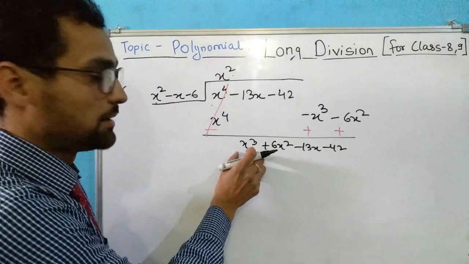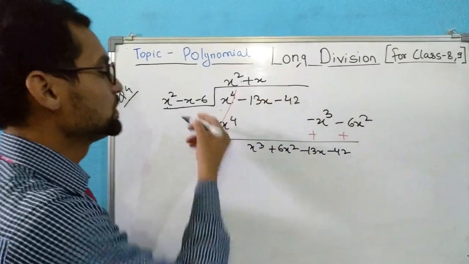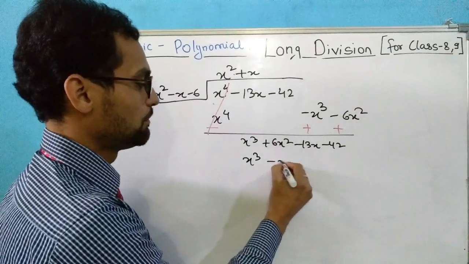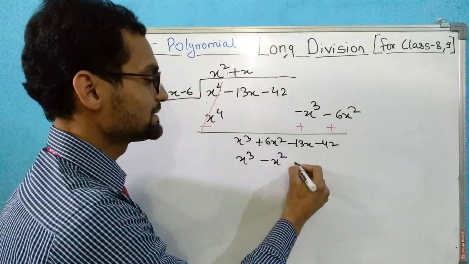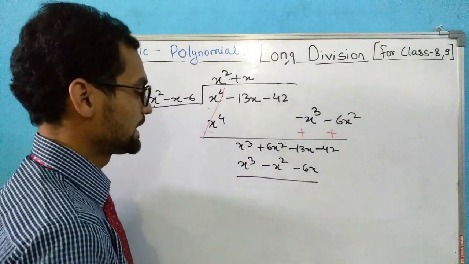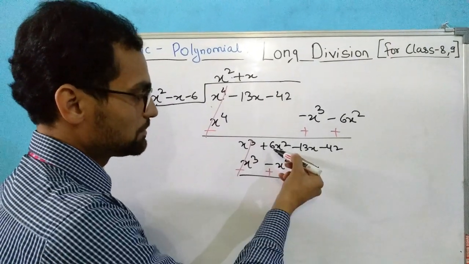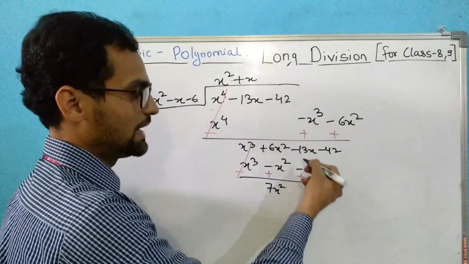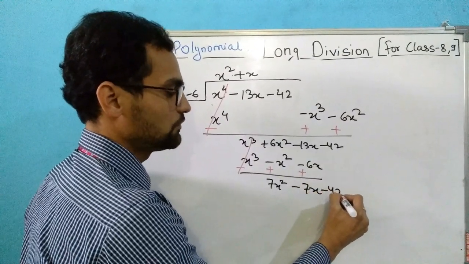Now we have x cube term and this is x square, so we have to multiply with x obviously. So this is x into x square will be x cube, x into minus x will be minus x square, x into minus 6 will be minus 6x, and there is no constant term, okay. Now this will get cancelled out, this will be positive, this will also be positive, okay. Plus 6x square plus x square will be what? 7x square of plus obviously, and minus 13x plus 6x will be what? Minus 7x minus 42, okay.